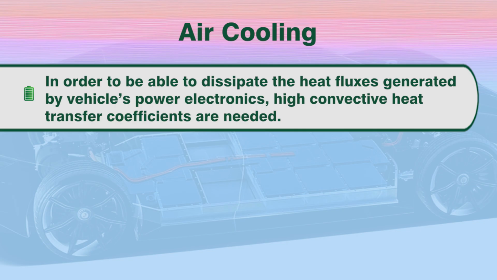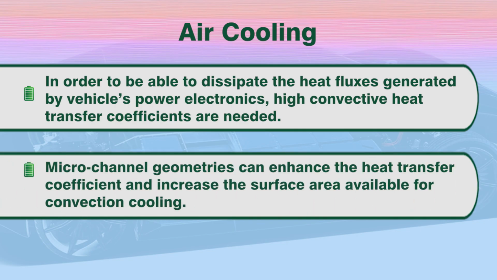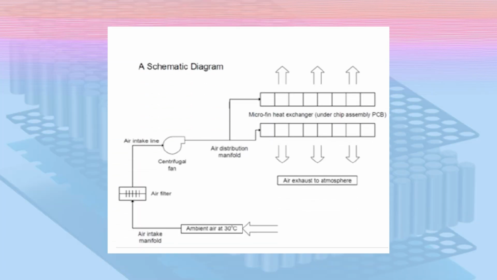In order to dissipate the heat fluxes generated by vehicle power electronics, high convective heat transfer coefficients are needed. The microchannel geometries enhance the heat transfer coefficient and increase the surface area available for convection cooling. So, this is the schematic of the air cooling system, where the maximum surface is used for convection heat cooling.